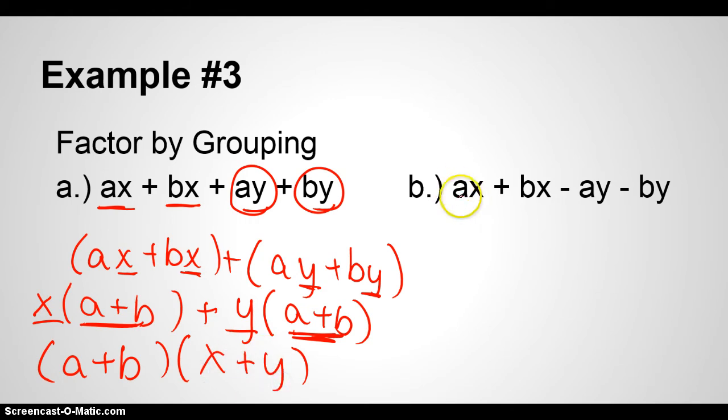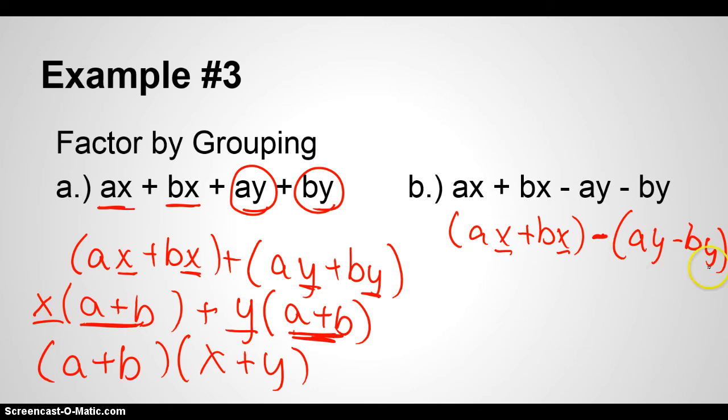Let's look at the second example. We have ax plus bx minus ay minus by. Well, let's group these based on similar variables. We have ax plus bx. That's my first set because they both have x's. Then let's set it up so we're grouping my second set of similar variables, which are the y's. So there's a subtraction sign between. So minus ay minus by.